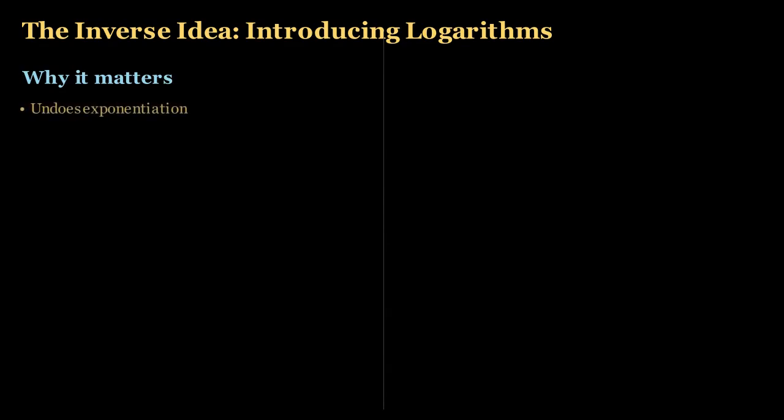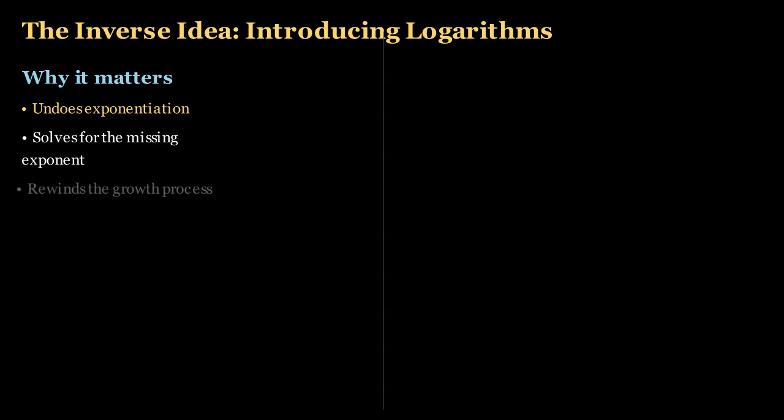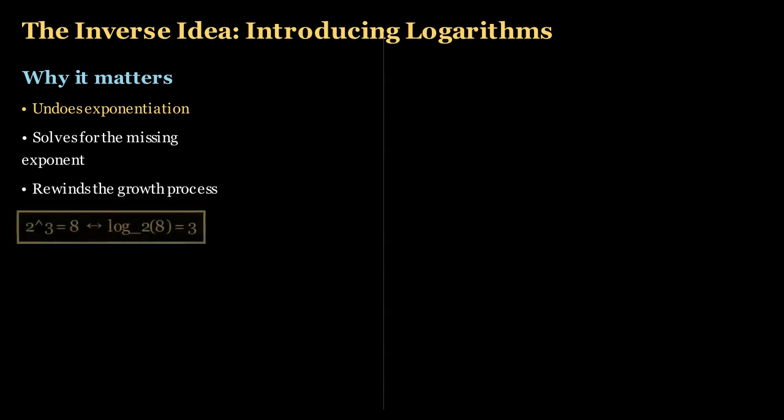Think of a bank account doubling every year. You want to know how many years it takes to grow from $1 to $8. You could guess, 1 to 2 is 1 year, to 4 is 2 years, to 8 is 3 years. But what if the numbers aren't neat? A logarithm is the mathematical tool that asks "what power?" for any number, not just easy ones.